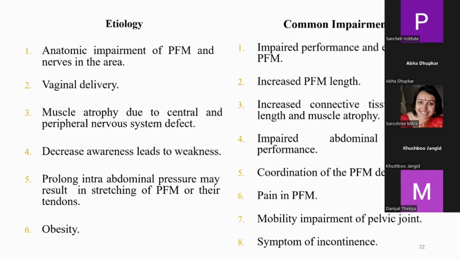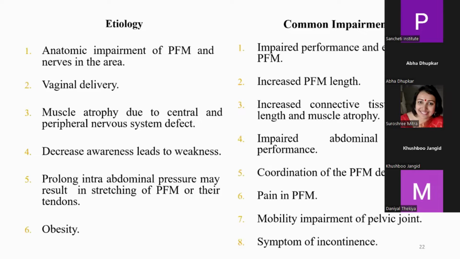And fifth will be prolonged intra-abdominal pressure. If the intra-abdominal pressure increases, then there is a stretching of the pelvic floor muscle, which leads to this particular pelvic floor dysfunction. And last and very important, which is very common right now, is obesity. So these are the six major factors which lead to the supportive dysfunction. We have seen what we mean by supportive dysfunction and what the etiologies are. Now we are going to see exactly what impairments you see in the patient.